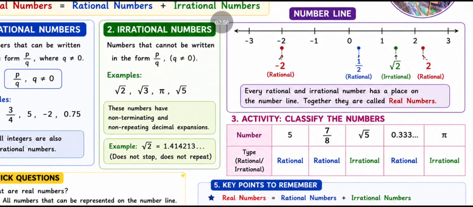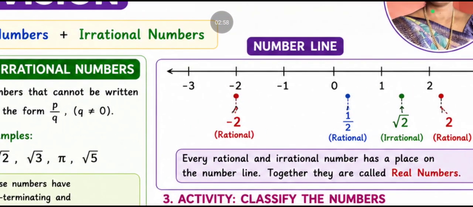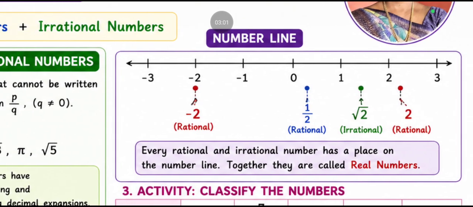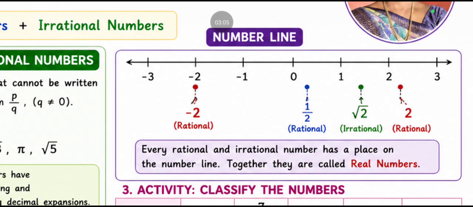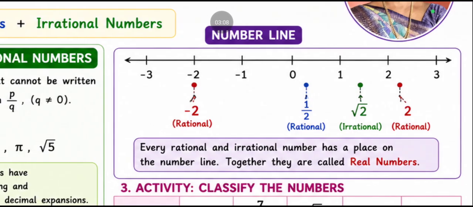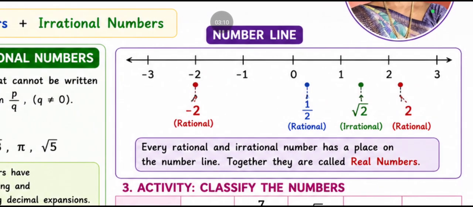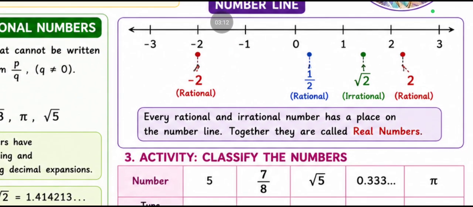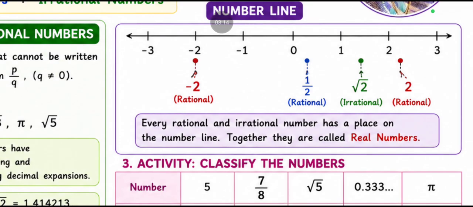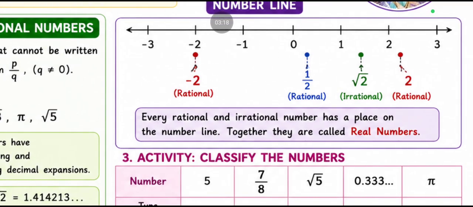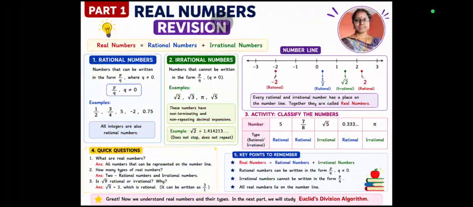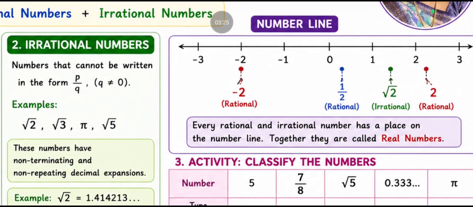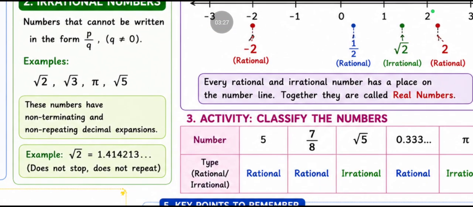Now the number line is given here. Let you observe. This is the number line. 0 is the midpoint. 1, 2, 3, and so on are positive integers. Minus 1, minus 2, minus 3 are negative integers. Every rational and irrational number has a place on the number line. Together they are called real numbers. So the rational number part and the irrational number part both equally share the number line system.